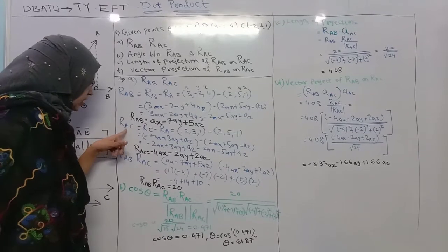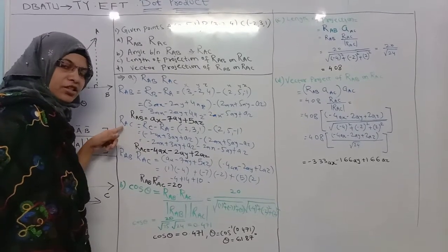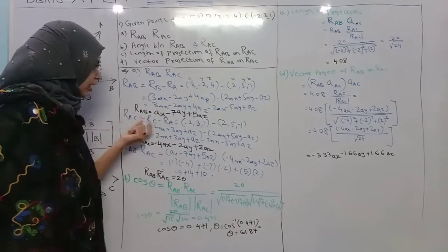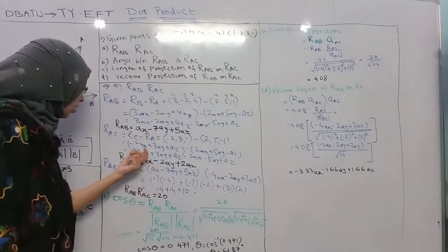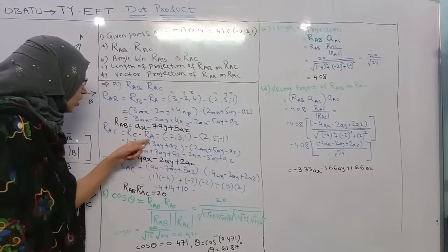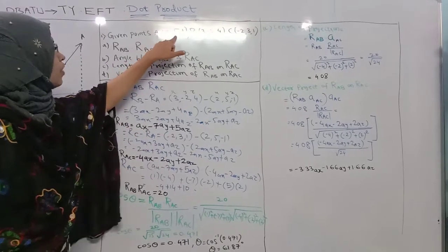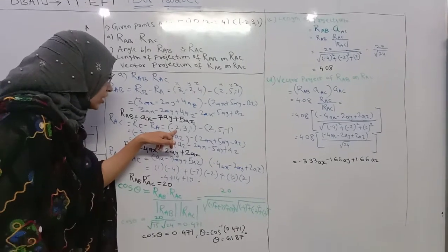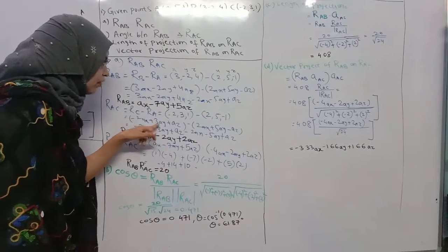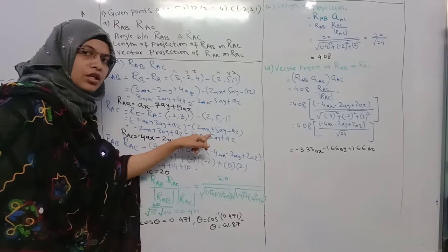Now come to RAC. A is the first, C is the second. Now second minus first, so RC minus RA. What is my RC? Minus 2, 3, 1. What is my RA? That is 2, 5, minus 1. Now just convert these points into the equation or the vector.